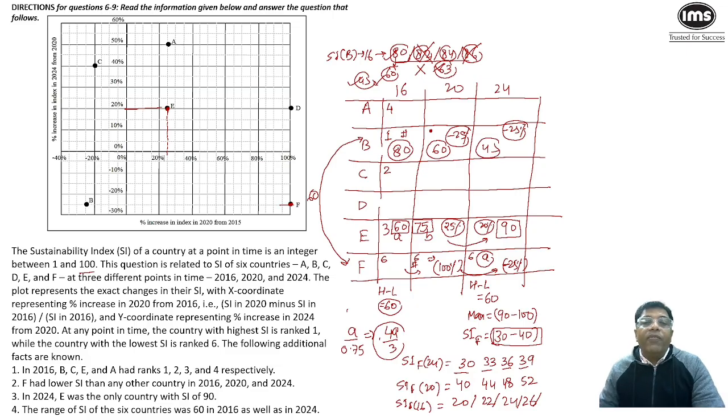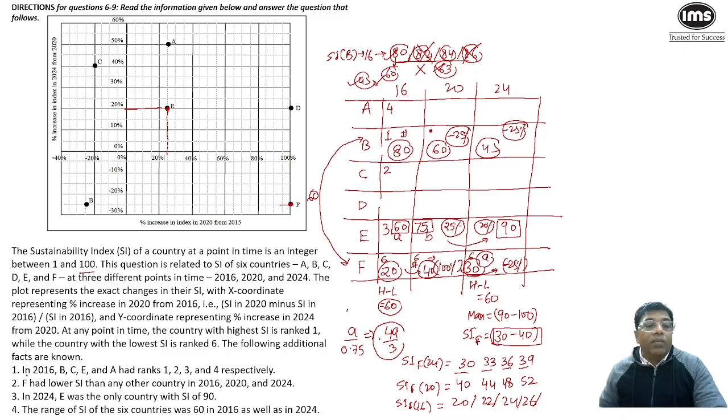And the moment we fix the SI index of B, we also know that F's SI index will become 20. And now here it will become 40 and here it will become 30. So in this way, we are able to fix the SI value of B as well as F in all the 3 years.